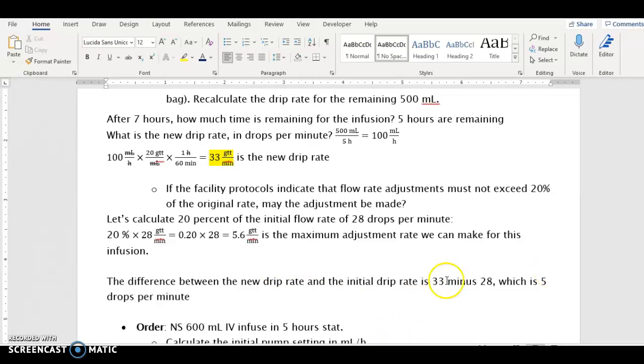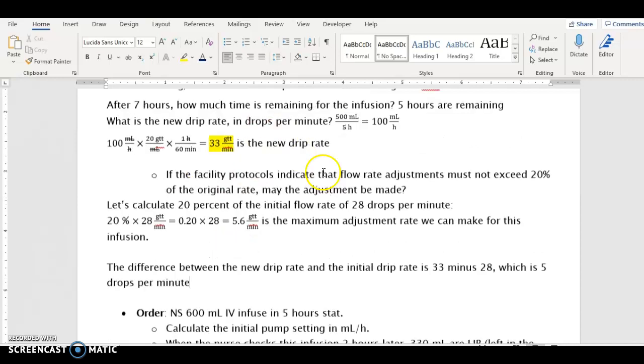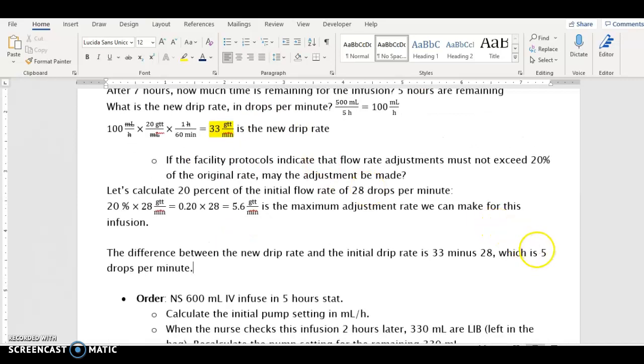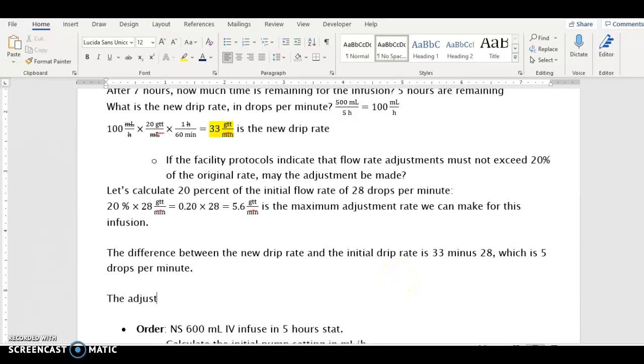So 20% of the initial drip rate for this infusion was 5.6 drops per minute, and the difference between the new drip rate and the old drip rate ends up being 5 drops per minute. So long as the adjustment in the flow rate is less than the maximum allowable adjustment for the particular infusion, you're going to be okay. So the adjustment is okay, since it is less than 20% of the initial rate.